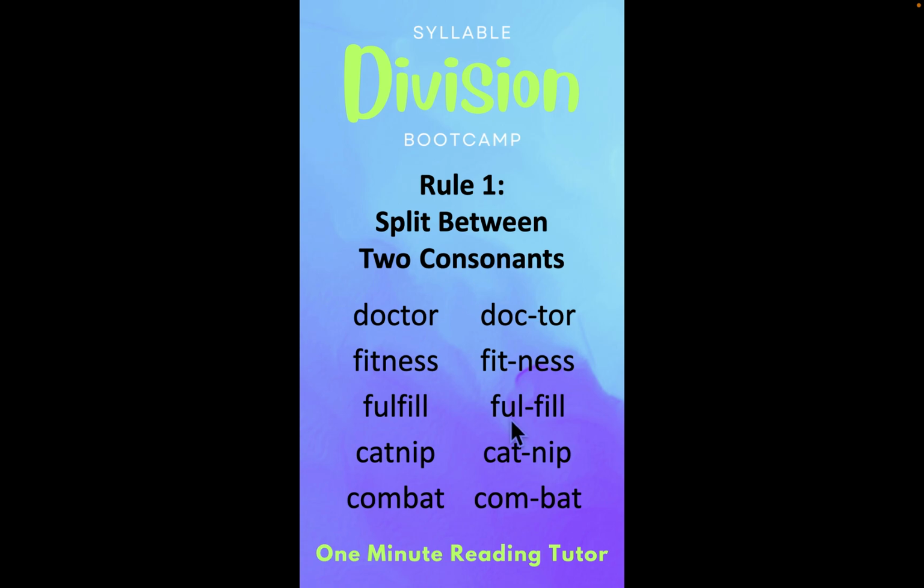So I'm going to have a short U sound and a short I sound to get fulfill. Right here, I'm going to split between these two consonants. Make sure you do that on your worksheet. I'm going to have a short A sound and a short I sound to get catnip. I'm going to split right here between these two letters and have a short O and a short A, so combat.